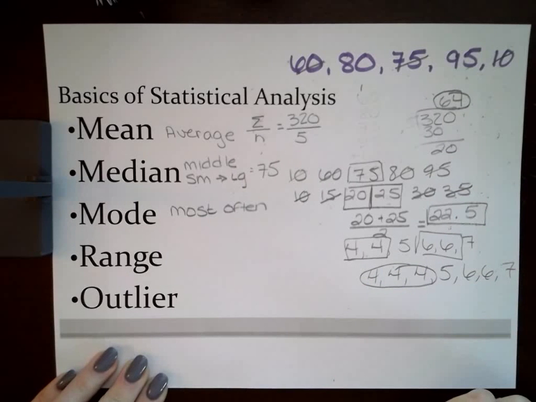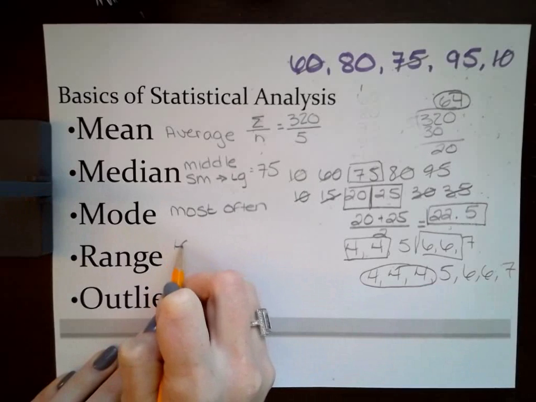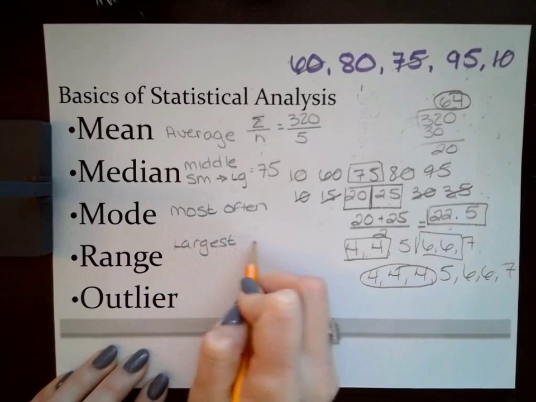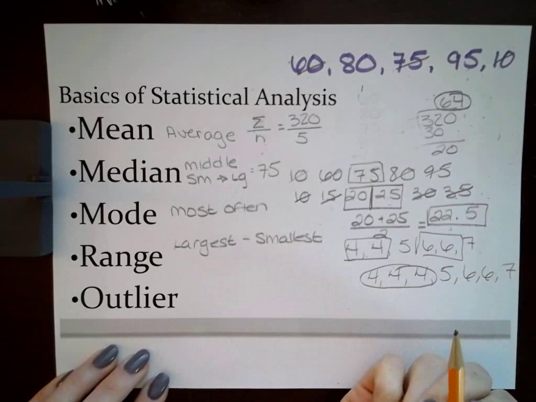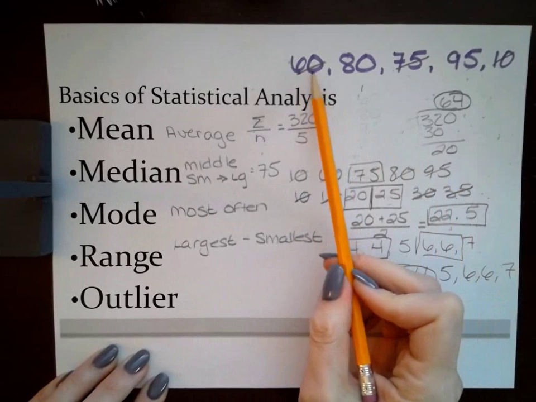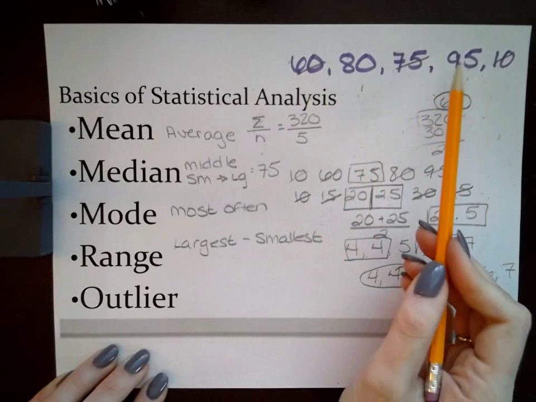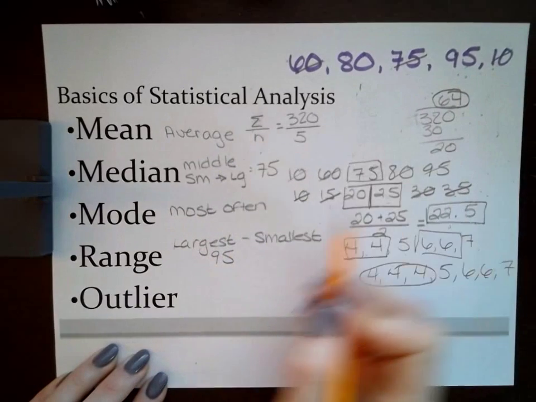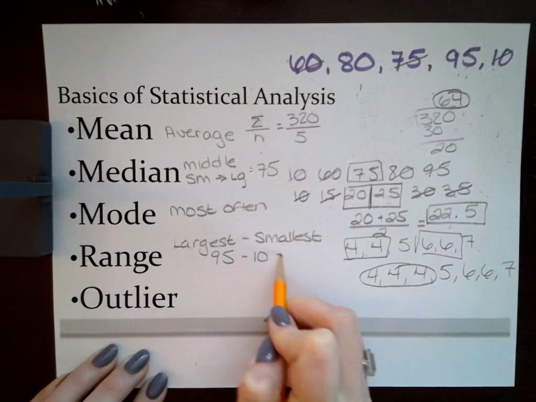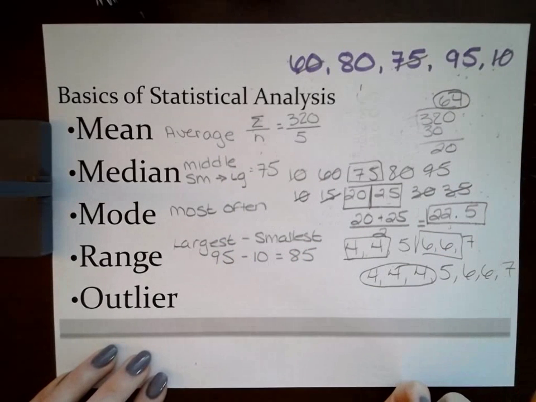Range tells us how spread out our data is. So to calculate range, we take our largest data and we subtract our smallest. And we actually do the calculation. So as we look at our original data set, 60, 80, 75, 95, and 10, we're going to take our largest number, which is 95. We're going to subtract our smaller number, 10, and we find that our range is 85. So this data set is pretty spread out.